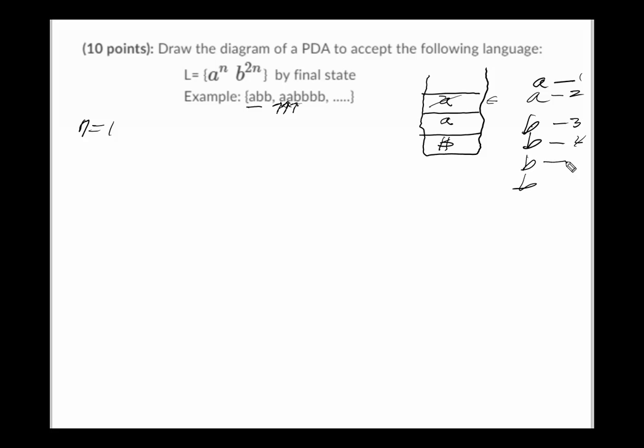On the fifth input, you don't pop the A, no operation. And on the sixth input, you pop this A with an empty string. And then finally, because the language is accepted, you pop the dollar sign and replace it with an empty string.